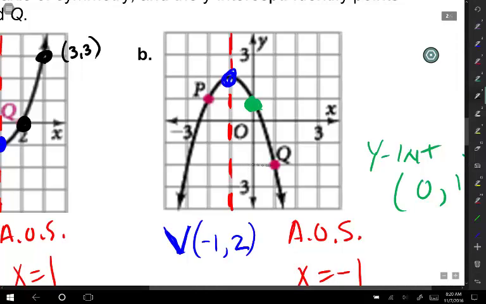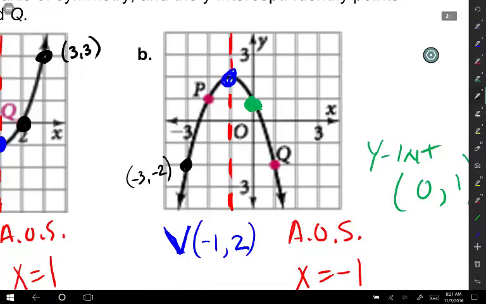How far away is it? 2 away from the dotted line, true? Yeah. So we go 2 away over here. And the coordinates of that are -3, -2. So when you're plotting points with a vertex, obviously the vertex is on the axis of symmetry, and then we reflect off of that equal distance over.